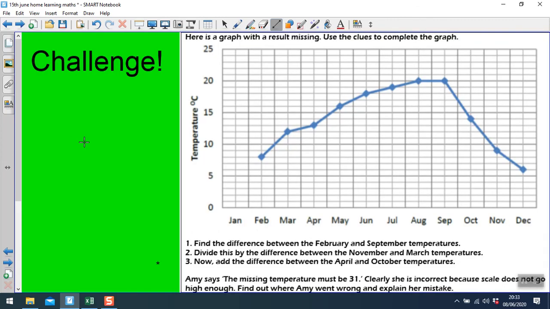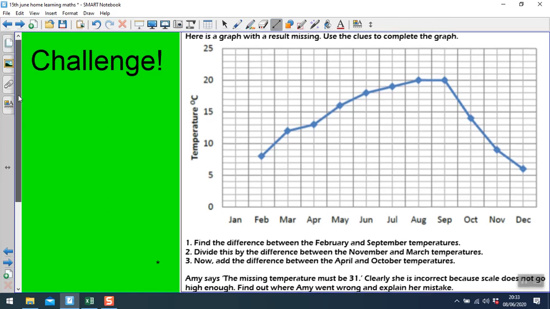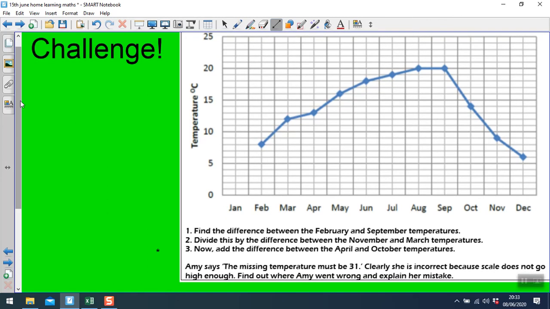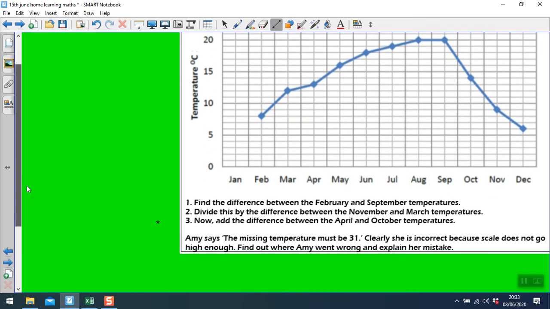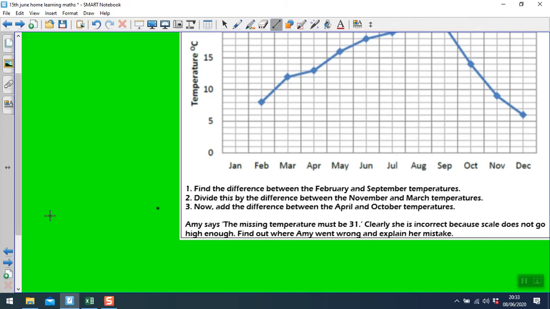Now here is your last slide of the day. Here is a graph with a result missing. Use the clues to complete the graph. It's another line graph, and it's showing the temperature across the year, and filled in we've got February, March, April, May, June, July, August, September, October, November and December, but we haven't got any data for January. So let's read the clues and see if we can work out the answer.